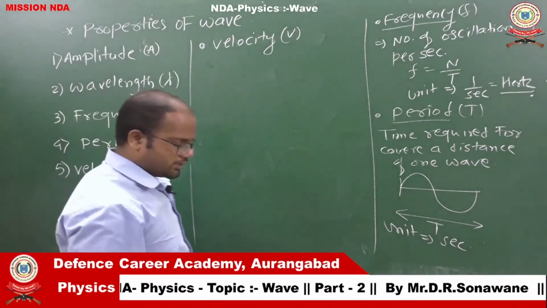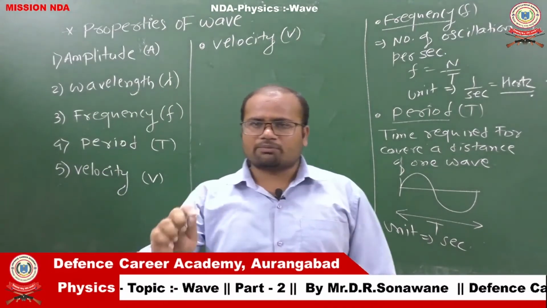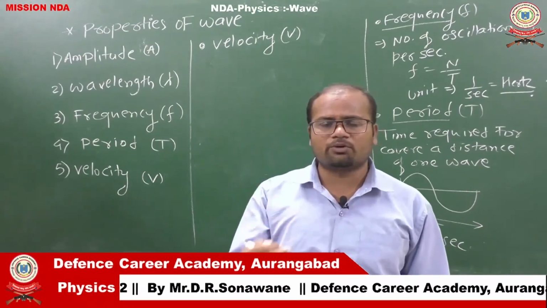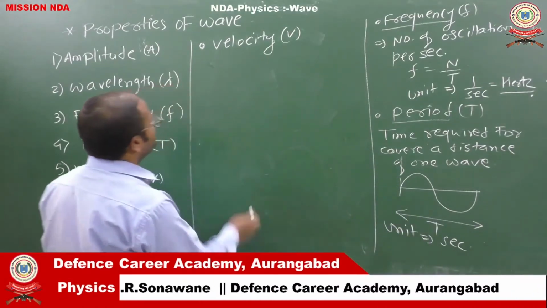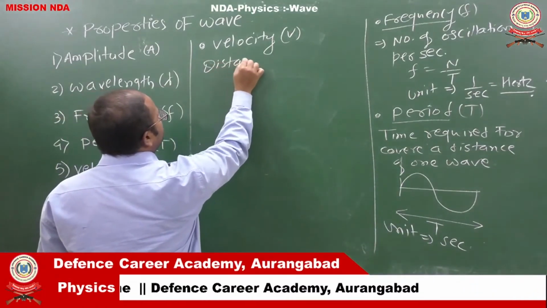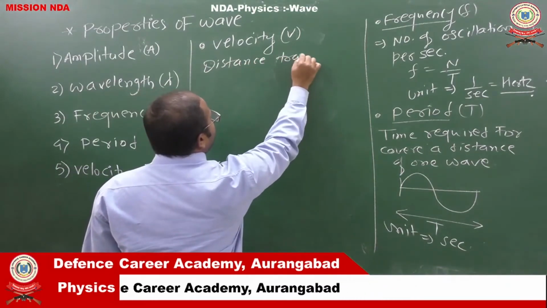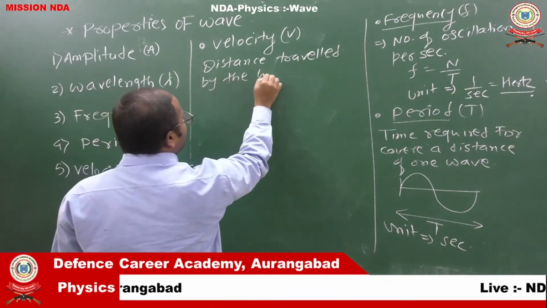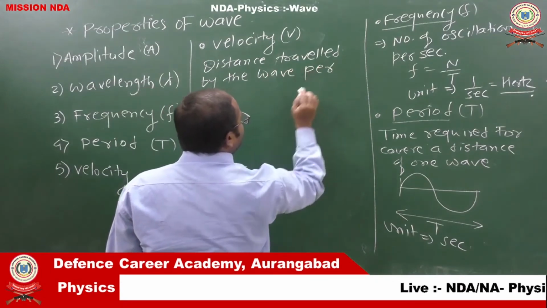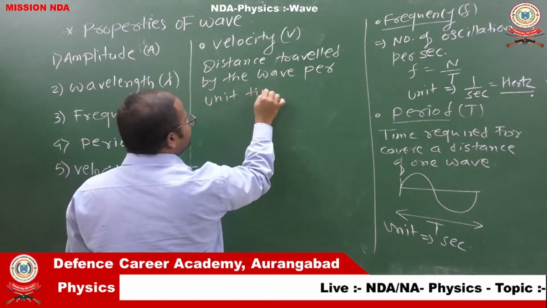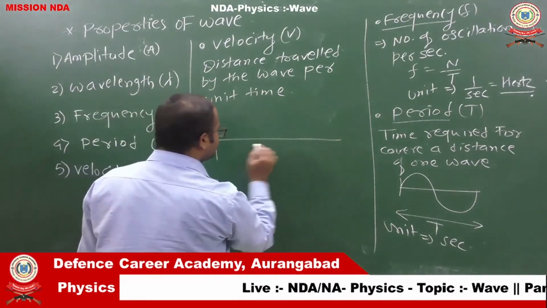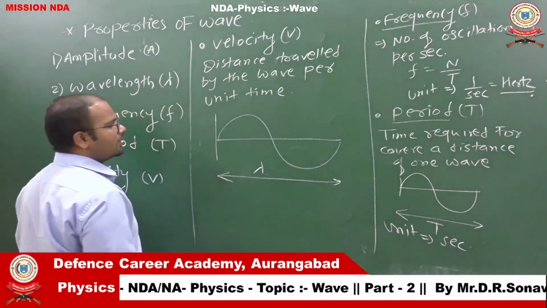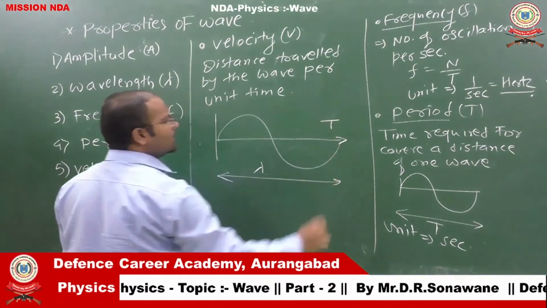So in mechanics there is a concept of velocity. Velocity is nothing but displacement upon time, or we can say displacement covered by the body per unit time. Here is also the same definition. We can write here distance traveled by the wave per unit time. The definition is the same. If I draw here a transverse wave, for example, the distance traveled by the wave is what? It is lambda, and the time required to cover this distance is what? Capital T, or period of the wave.